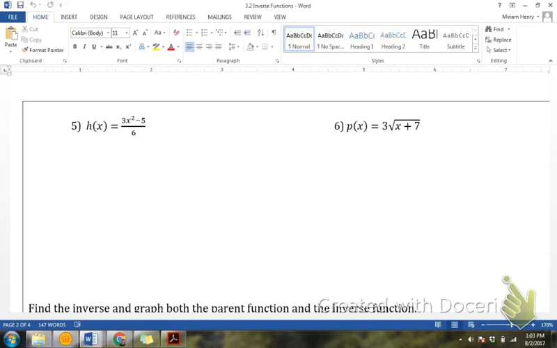So first step is to do what, everyone? Switch x and y. Everyone say that with me. Switch x and y. What'd you say, Ben? I didn't see your mouth move. What's the first step, Ben? Cool. Okay, we're going to switch x and y.